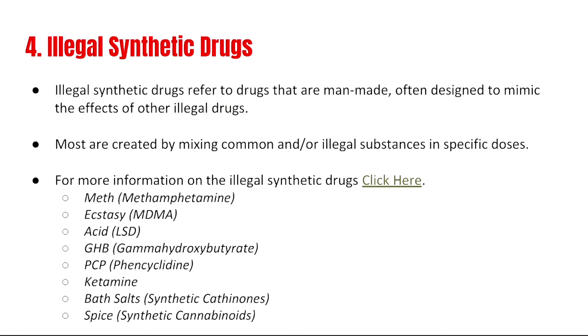And lastly, illegal synthetic drugs. Illegal synthetic drugs refer to drugs that are man-made, often designed to mimic the effects of other illegal drugs. Most are created by mixing common and illegal substances in specific doses. So these are all manufactured, synthetically created illegal drugs like methamphetamines, ecstasy, LSD, GHB, PCP, ketamine, bath salts, spice. The list goes on and on. And again, on the Google slide, feel free to click here to learn a little bit more about these illegal synthetic drugs.